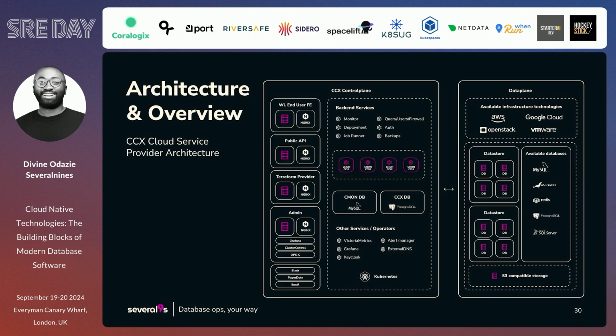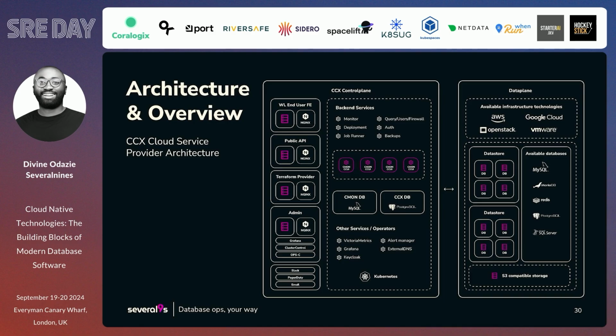And this gives you that control in avoiding vendor lock-in. If you decide one day you want to move from AWS to, let's say, DigitalOcean Droplets or something similar, or on-prem VMs, you can move to that. It also integrates with OpenStack and VMware. And these are the databases that we currently offer, and more support is coming.